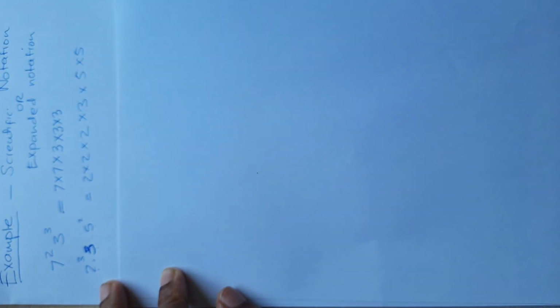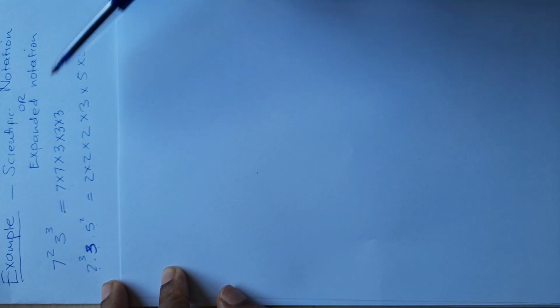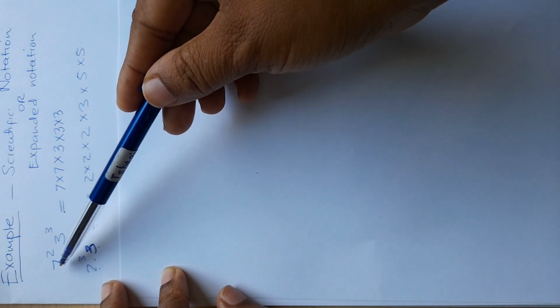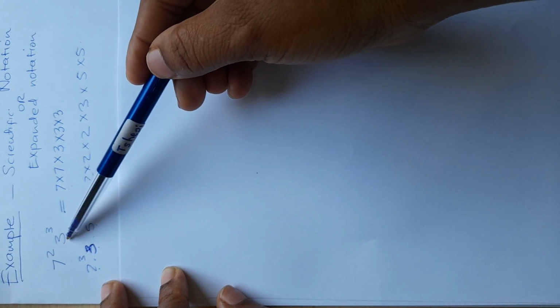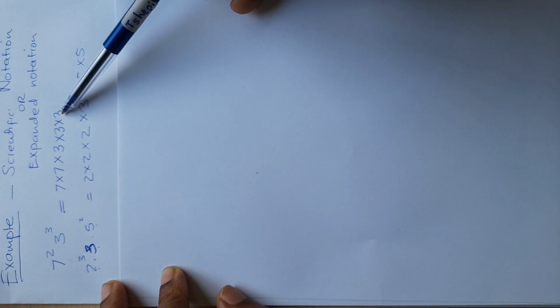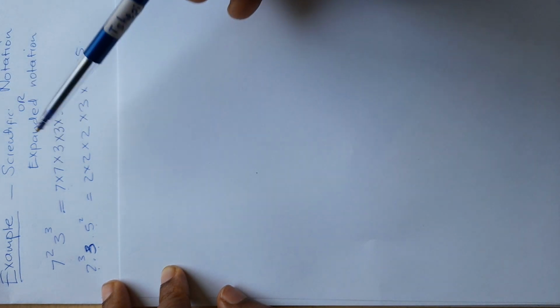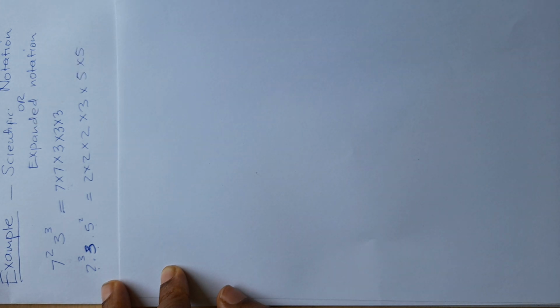See now, how do we write expanded notation or scientific notation? Please don't make that mistake of saying it's 7 times 2 and it's 3 times 3. Don't. I tell you now, don't. Remember that whenever you're about to make that mistake, don't do that. You will regret. Okay.